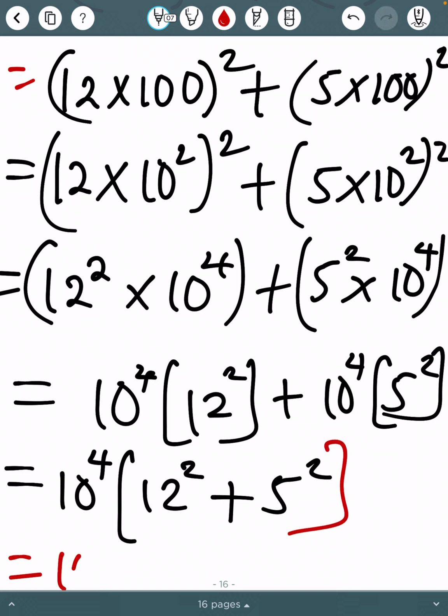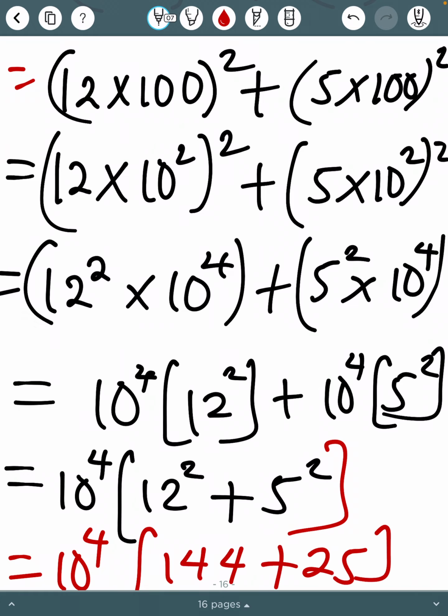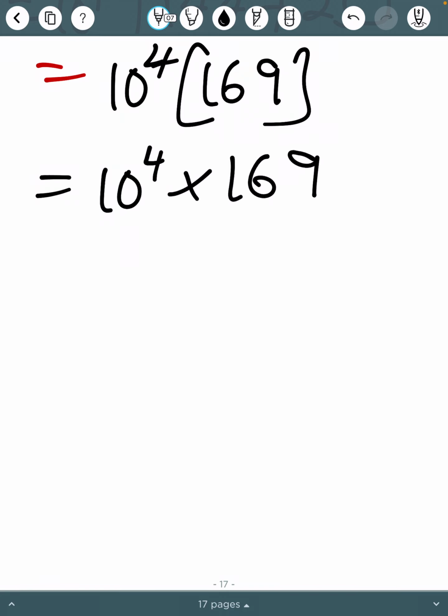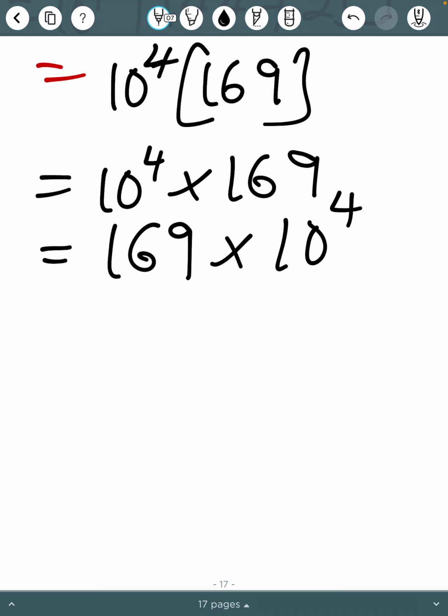That will give me 10 raised to the power 4, open bracket, 144 plus 25. 12 squared is 144. 5 squared is 25. So that will give me 10 raised to the power 4, open bracket, 169. That gives me 10 raised to the power 4 times 169. If I rearrange, that gives me 169 times 10 raised to the power 4. And that gives me what?